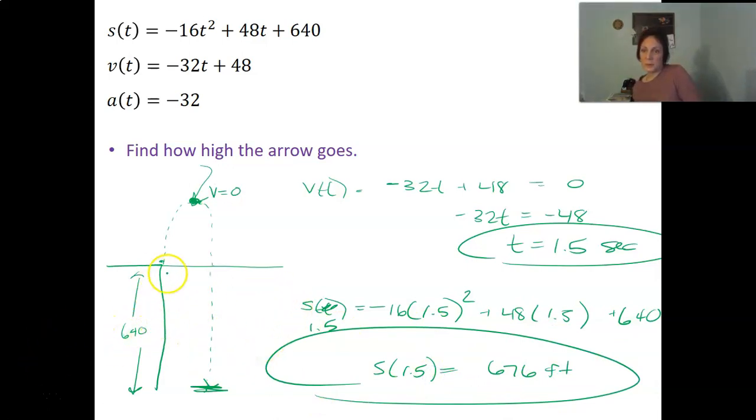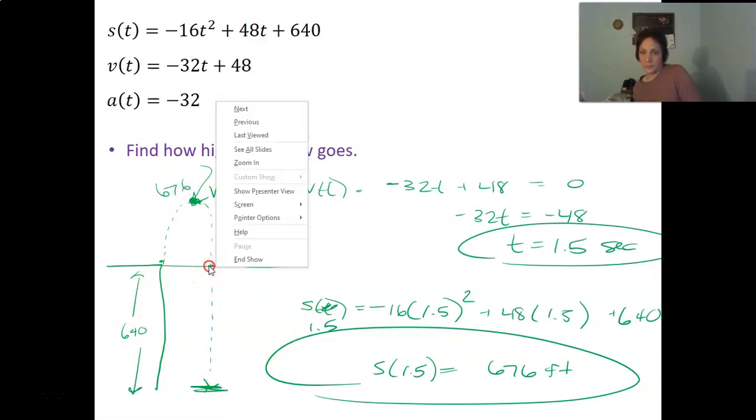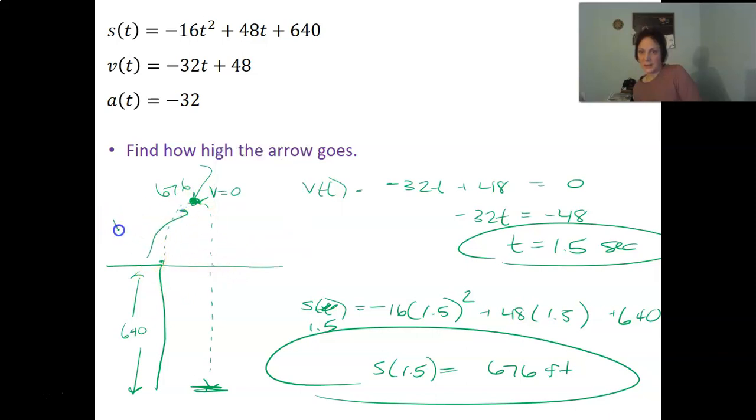So if this was 640, this is 676. We know it took 1.5 seconds to get there, which means that we also know that it took 1.5 seconds to get back down. So at this point, I have a lot of information about this thing. It left here at time equals 0. It took 1.5 seconds to get up to a height of 676. Then it fell back down, took another 1.5 seconds to get back to a height of 640. So at this point, I've got a flight time of 3 seconds. Then, of course, it has to fall further.